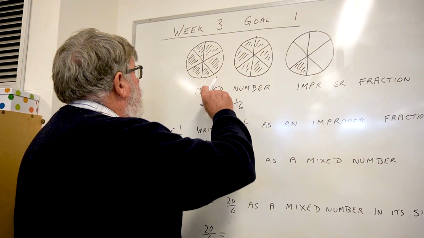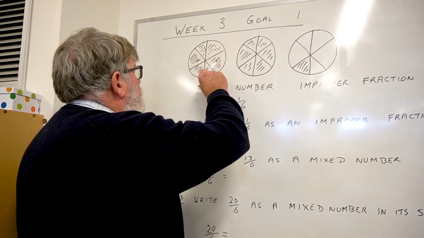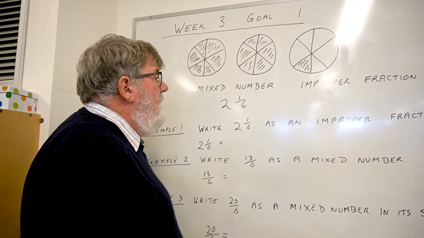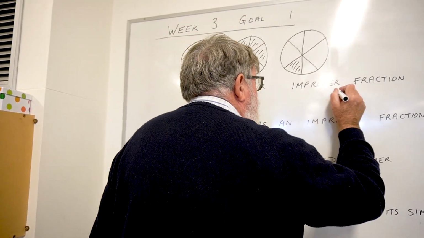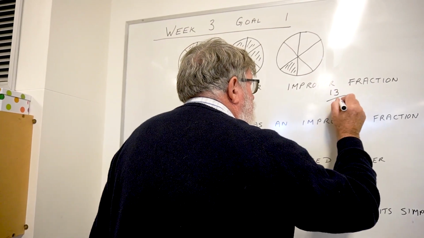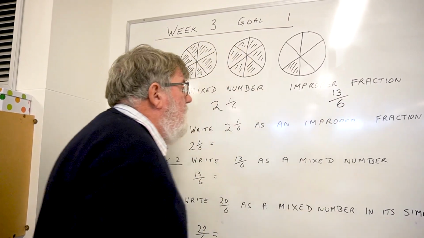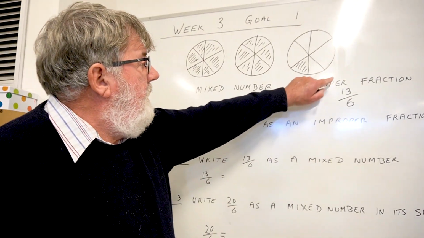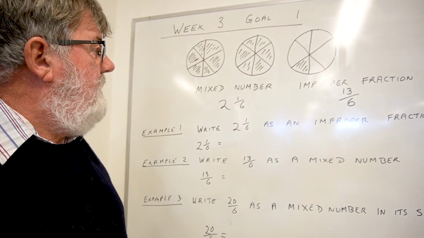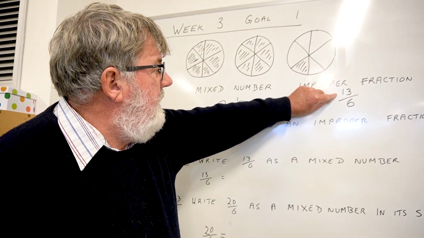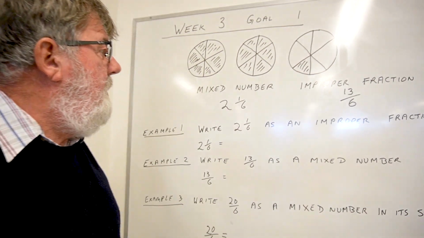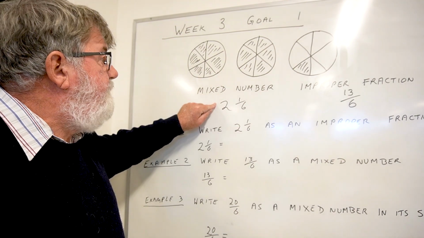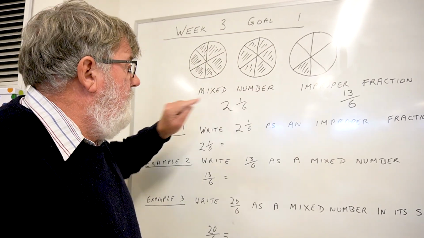So how many pieces do I have? I've got 1, 2, 3, 4, 5, 6 there, another 6 there making 12, another one there 13. So I've got 13 pieces, and remember your denominator tells you the type of piece, so I've got 13/6. So that's called an improper fraction. The reason it's improper is that the numerator is bigger than the denominator. Normally we would write fractions with the numerator smaller, hence mixed numbers. But you need to be able to work between the two.